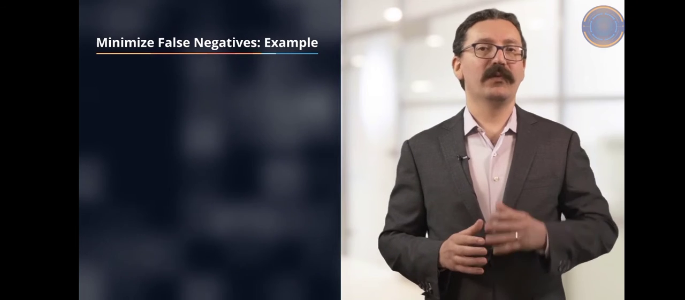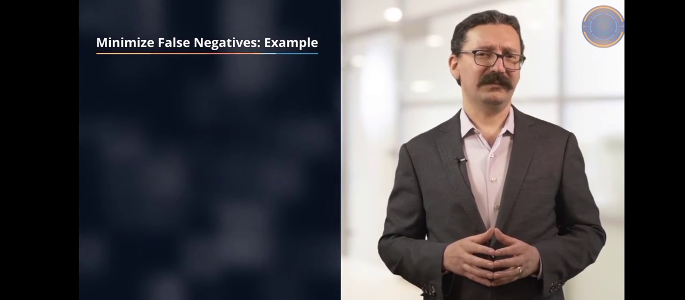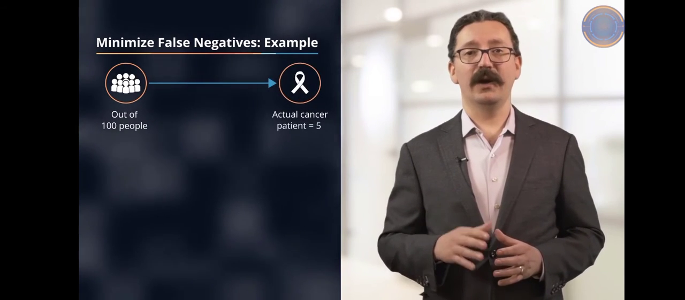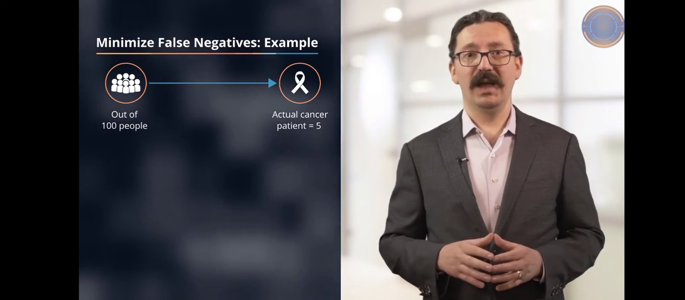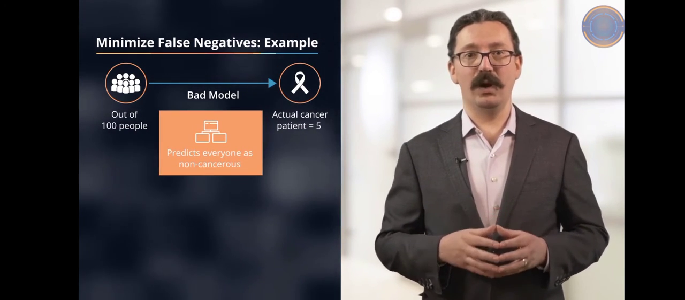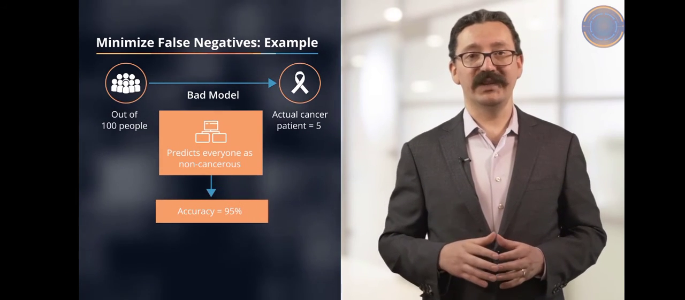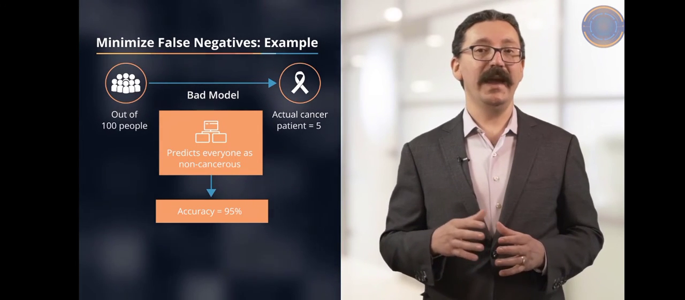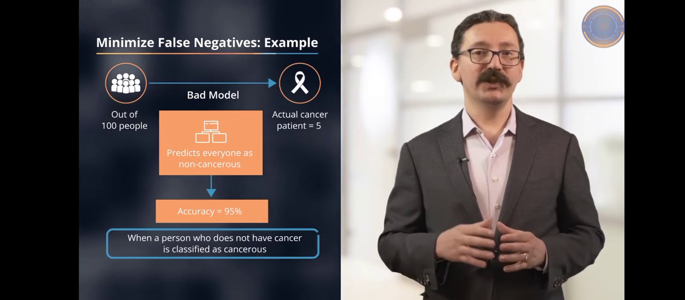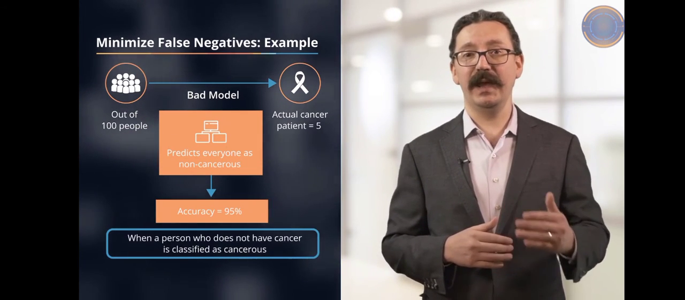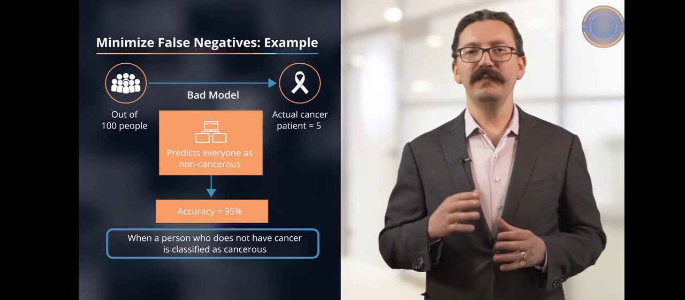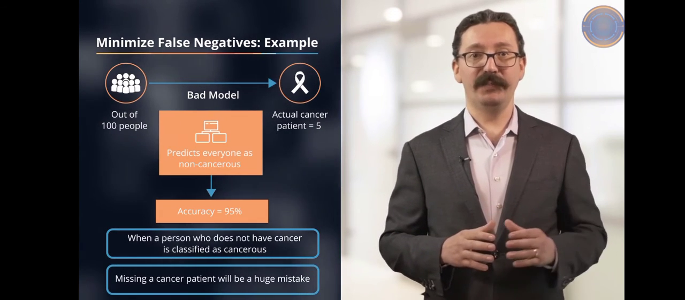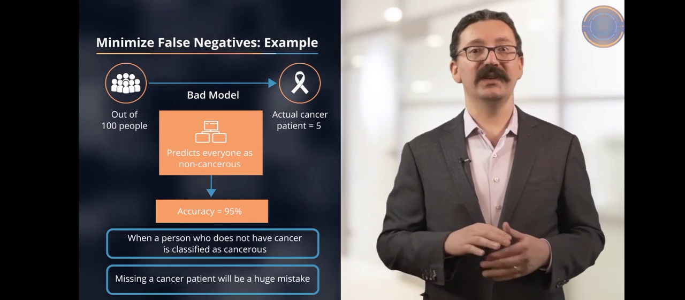Let's consider an example for minimizing false negatives. Let's say, in the cancer detection scenario, only 5 out of 100 people have cancer. Here, a very bad model predicting everyone as non-cancerous will give us 95% accuracy. However, to capture all cancer cases, we might end up making a classification when a person who does not have cancer is classified as cancerous. This might even be considered okay as it is less dangerous. However, missing a cancer patient will be a huge mistake as no further examination may be done for them.